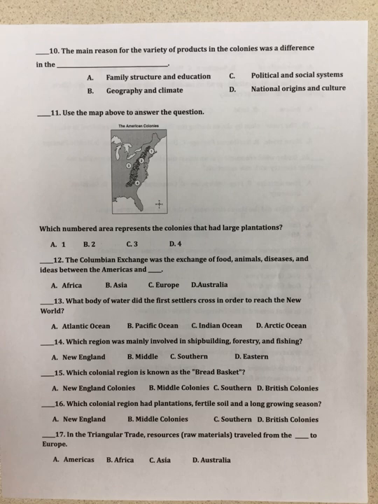Question number 13. What body of water did the first settlers cross in order to reach the New World? Is it A, Atlantic Ocean, B, Pacific Ocean, C, Indian Ocean, or D, the Arctic Ocean?